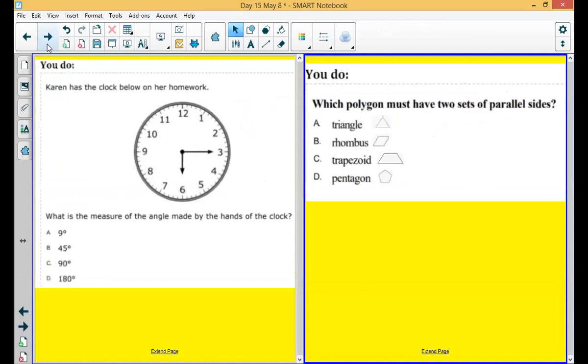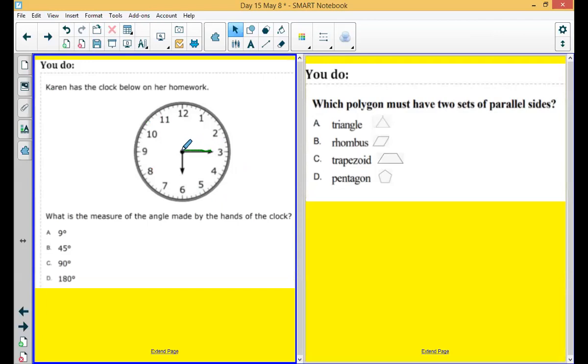Your next problem is a you-do. It reads, Karen has the clock below on her homework. What is the measure of the angle made by the hands of the clock? So trace your angle in the clock, and then look at it. Remember what I told you earlier. If it's a special angle, it would be considered a right angle. If it's less than 90 degrees, it's an acute angle. If it's a straight angle, it's 180 degrees. So you figure out what the hands would be.